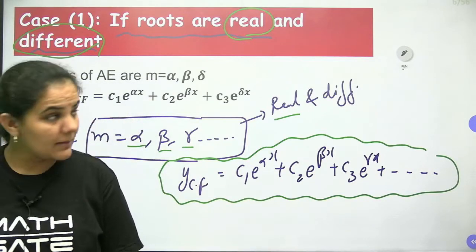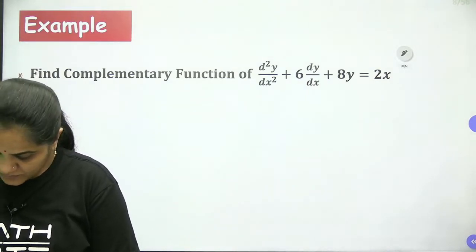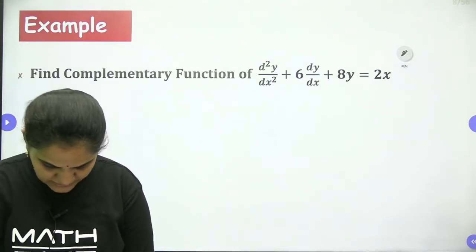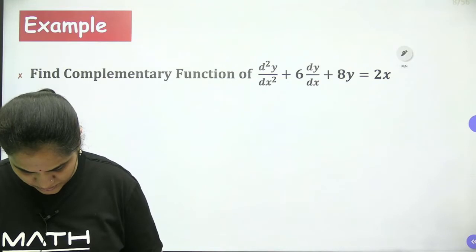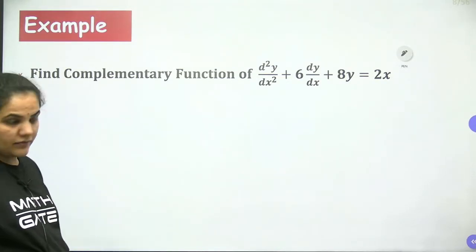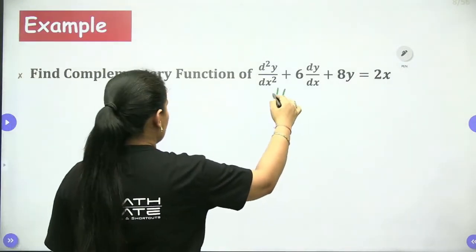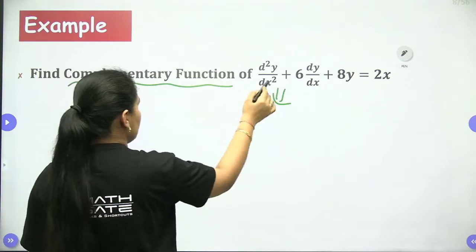Okay, let me show you an example. Do we have one here? Yeah, we do have one example here. If not, I will show you one more example, and we can discuss that example also. So we do have one example here, dear students. Let's find the CF for this one. You have to find the complementary function for this one.